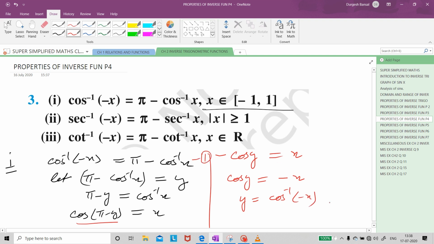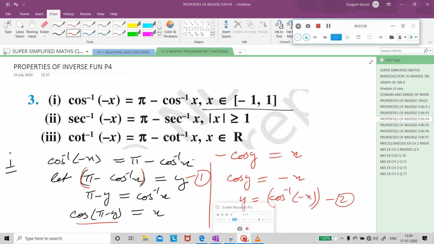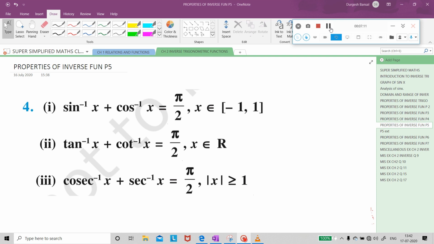Now you can compare equations 1 and 2. One says that y is pi minus cos inverse x. Two says that y is cos inverse of minus x. Hence, by 1 and 2, the first property is proved, and likewise in the same manner, we can prove the other two also. Now students, let us move to the next property. Sine inverse x plus cos inverse x is pi by 2, where x belongs to the closed interval minus 1 to 1.